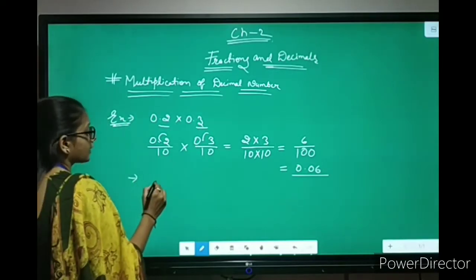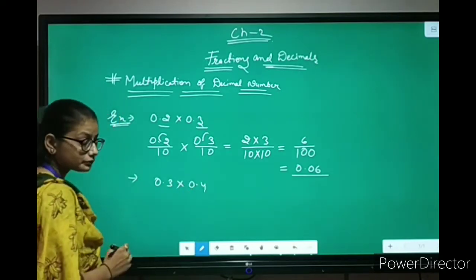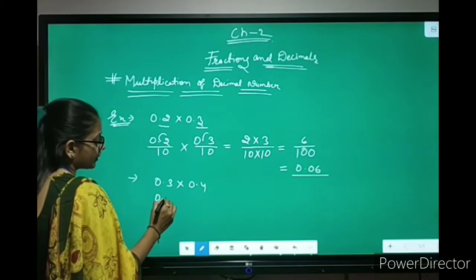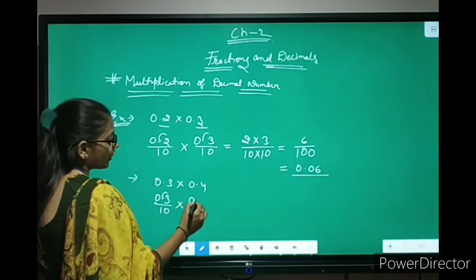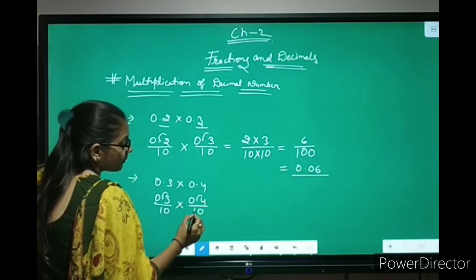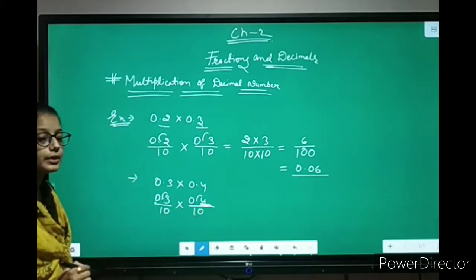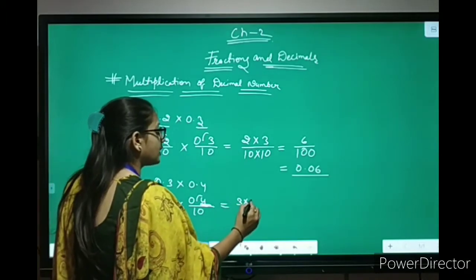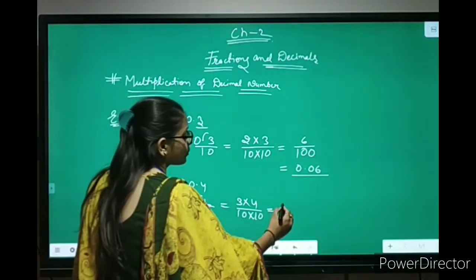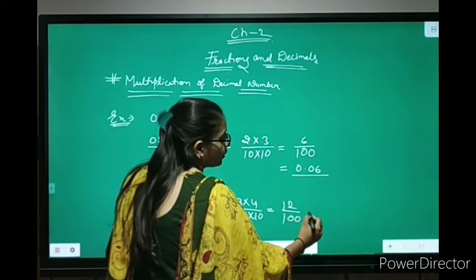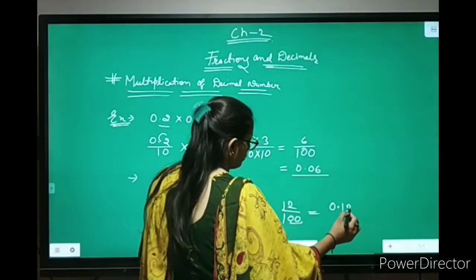One more example is 0.3 multiply 0.4. Remove the point. 0.3 denominator is 10, multiply 0.4. Remove the point because there is one digit right of the decimal point. Equal 3 multiply by 4 upon 10 multiply by 10 equal 3 4s are 12 upon 100. Put the point before two digits. 0.12.